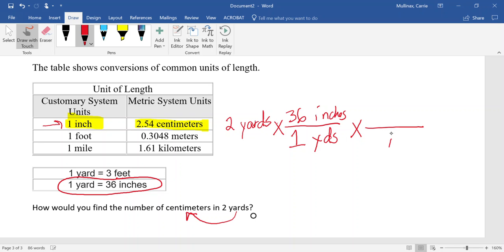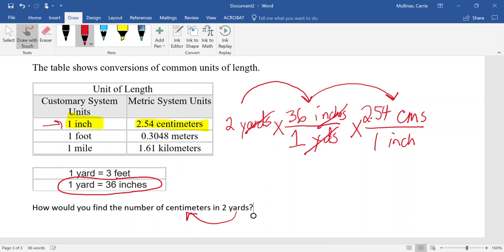Inches is on the top, so inch will be on the bottom. Centimeters will be on the top. So 1 inch is equivalent to 2.54 centimeters. We can see this is all multiplication because we're going from a bigger unit to a smaller unit, and then again to an even smaller unit. Yards cancels, inches cancels, leaving me with an answer in terms of centimeters. I would just need to multiply 2 times 36 times 2.54. Hope that helps.